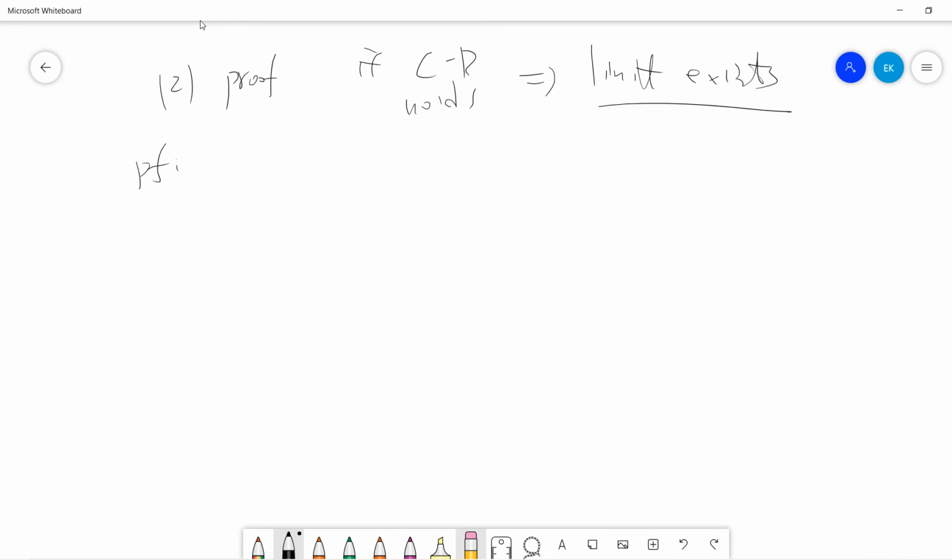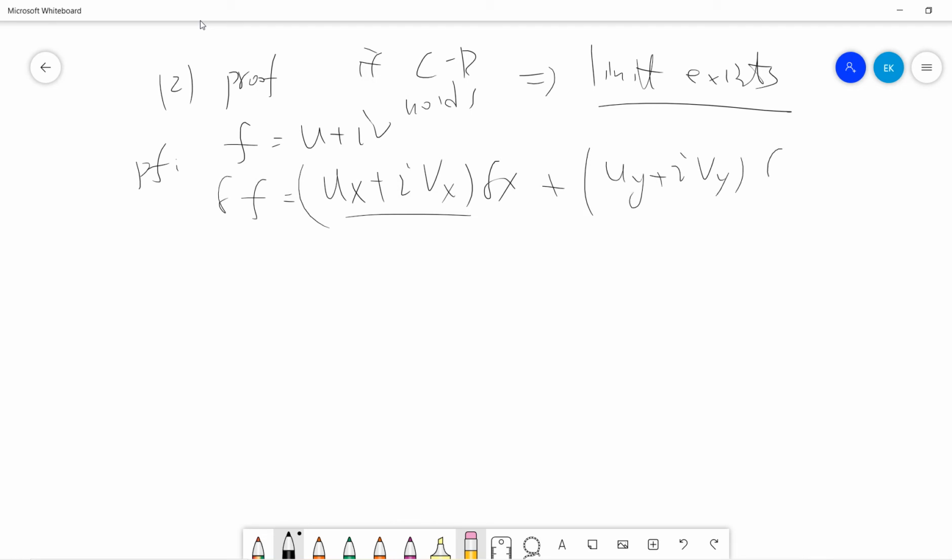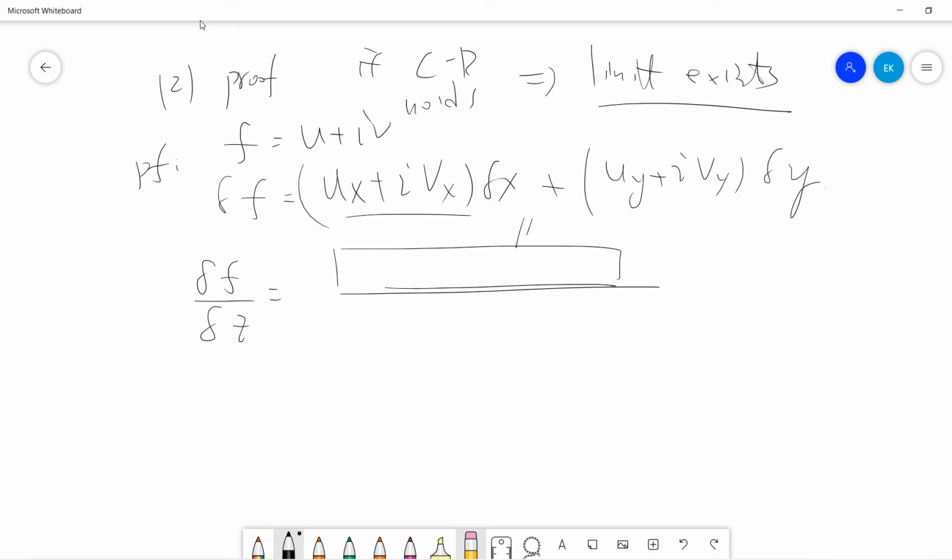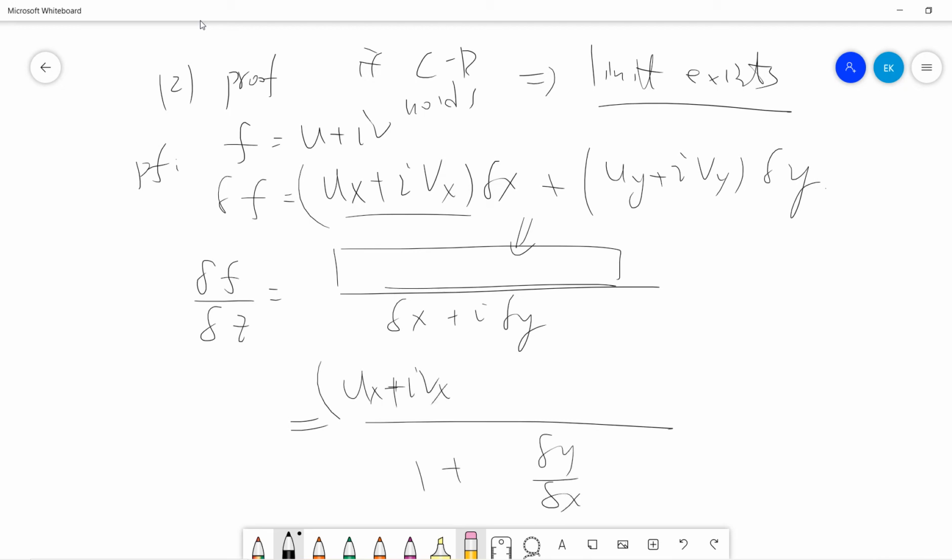Proof. We know f is u plus iv. Another way to write delta f is to use the total derivative: (ux plus i vx) delta x plus (uy plus i vy) delta y. Delta f divided by delta z is the same thing, so we put the numerator over delta x plus i delta y. And we use a trick: we divide by delta x, and we get this.